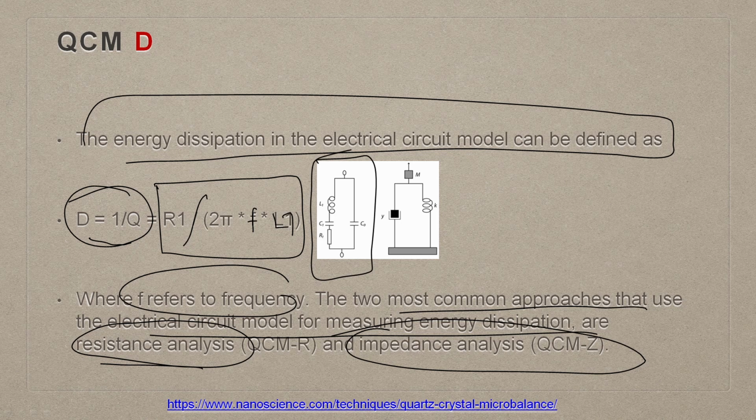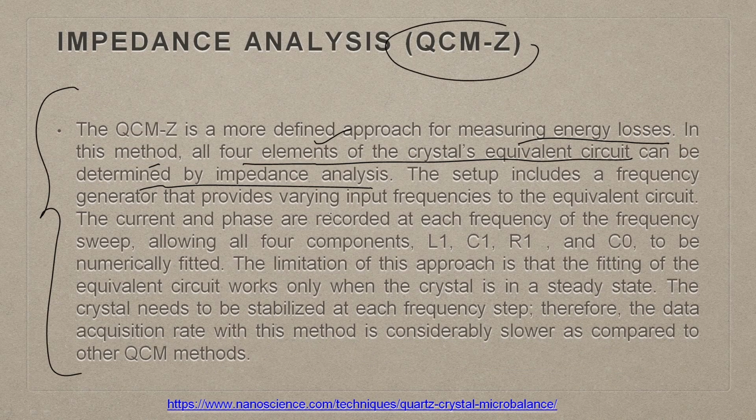In order to do this, you have to determine all the 4 elements like L1, C1, R1 and the shunt capacitance. The setup includes a frequency generator that provides varying input frequencies to the equivalent circuit. The current and phase are recorded at each frequency of the frequency sweep, allowing all the 4 components L1, C1, R1 and the shunt to be numerically fitted.